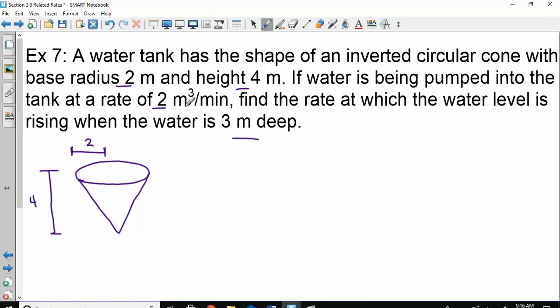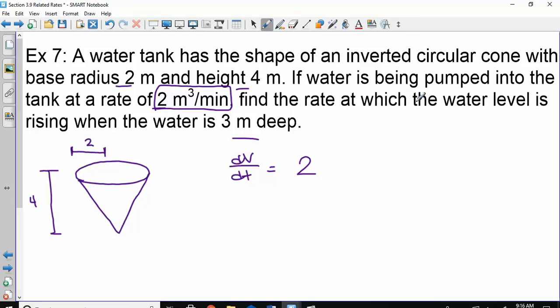Water is being pumped into the tank at a rate of 2 cubic meters per minute. What is that? Volume. But it's per minute, so it's not just V, it is dV dt. What if I said the water was leaking out at a rate of 2 meters per minute? What would you do? Negative.